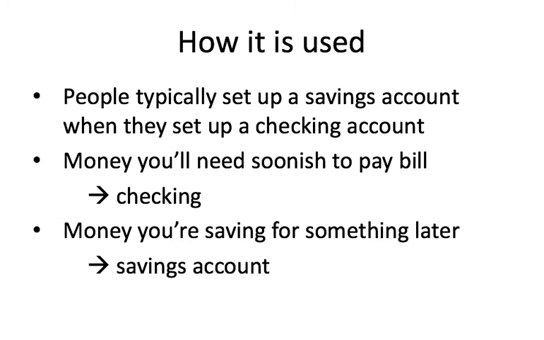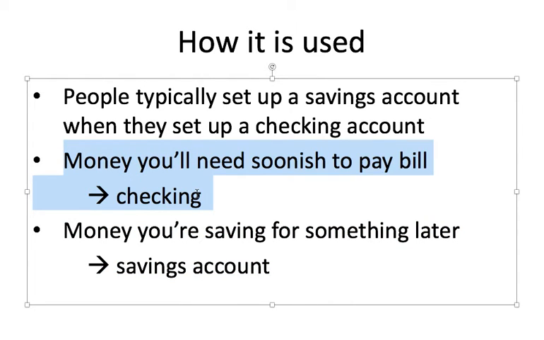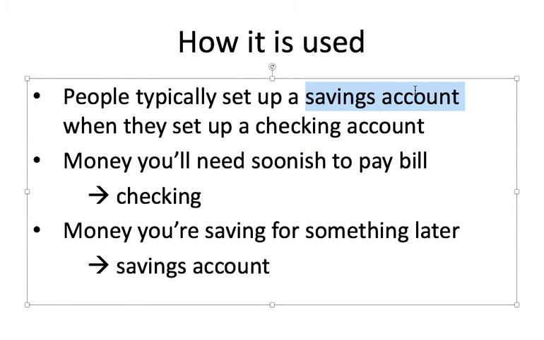So like I was just saying, the way that people typically use a savings account is money that they are going to save for something much later. They'll put that money into a savings account, and money that they will need soonish to pay a bill, they'll put into a checking account. Most people will get a savings account at the same time that they set up a checking account.